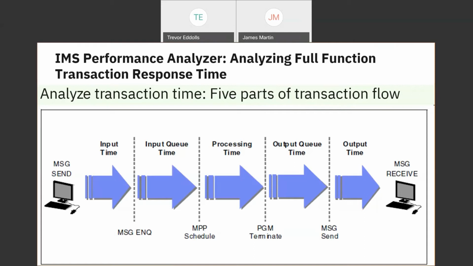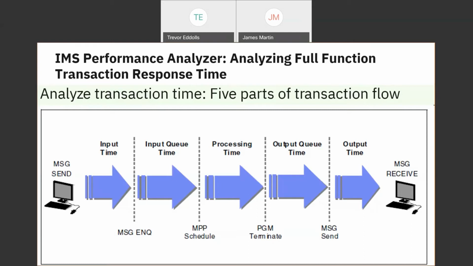And then at the program terminate, we sync point, whether it's coordinated or not. And then we have the output queue time, which is the amount of time the message spends in the output queue before that message is sent back to the originator or the sender. So when we talk about performance in IMS, we have several different aspects to look at that we can break out: input queue, processing, and output queue. And then if we look at the entire picture, the input time to the output time, we get our IMS total time. That way we can look at how much total time we're taking versus how much time we're taking in each aspect.